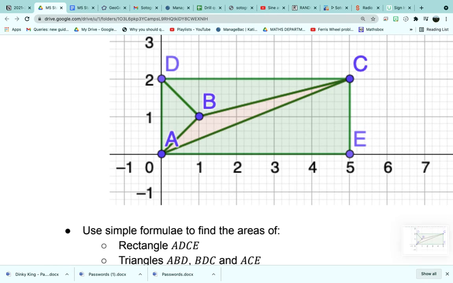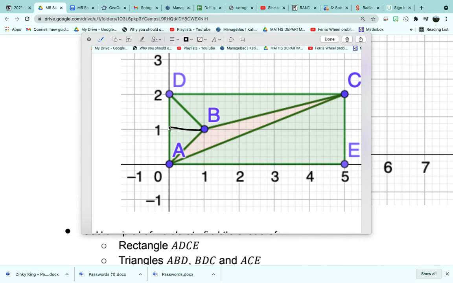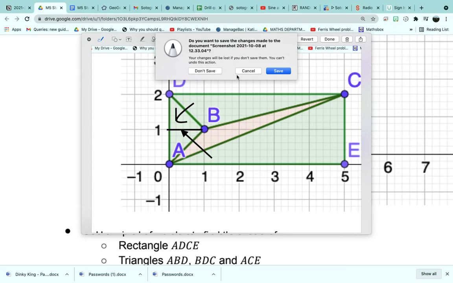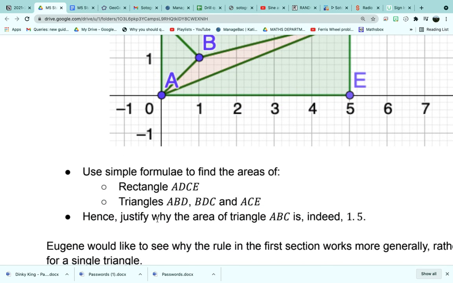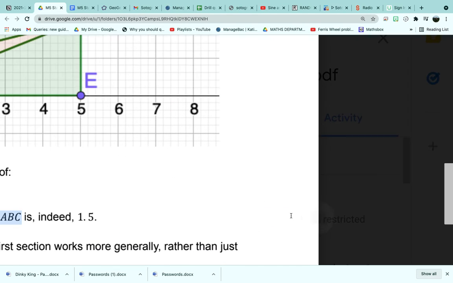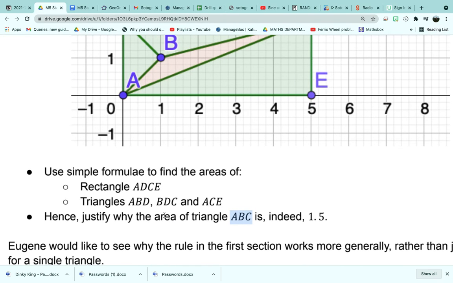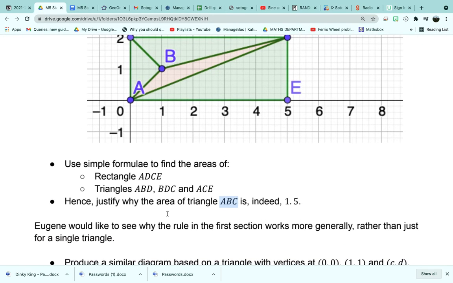What I mean by this is ABD, you can split it into two right angle triangles. You can find the area of this triangle, and then you can find the area of this triangle and then add them together. This is what we mean by simple formula. And then we can prove that ABC is indeed 1.5. Now, I'm not going to go over too much more because this is for the top grade.